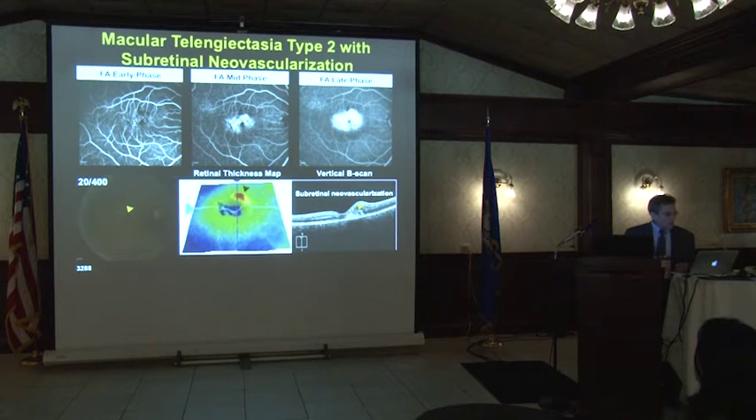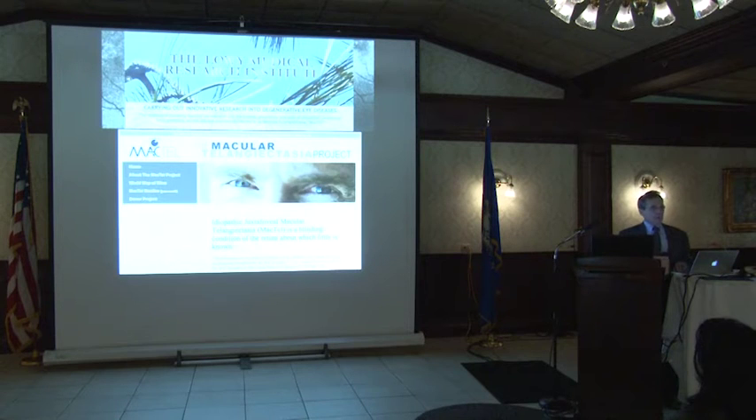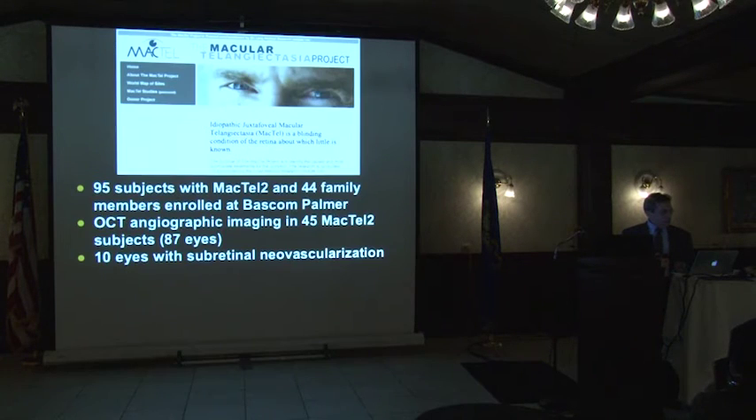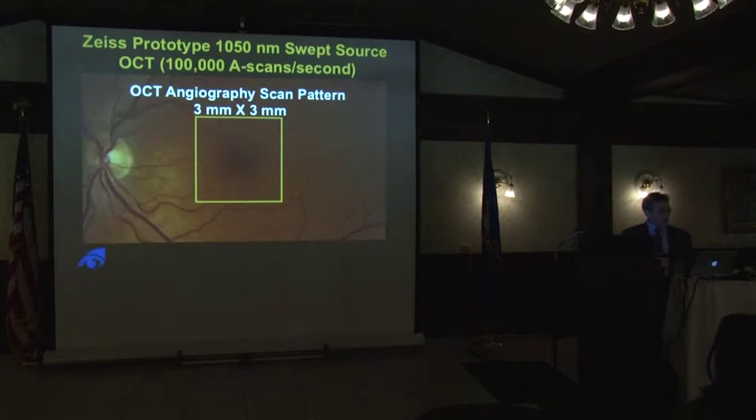So there's a project called the MacTel Project, and the MacTel Project is an international collaborative effort to find a solution to this problem. It was started out of Australia, a wealthy family that has macular telangiectasia type 2, and now it has spread globally. We're part of this project, and we have 95 patients with macular telangiectasia 2. There are about 1,200 identified worldwide with 44 family members. It's a combination therapy and genetics study. And we've done OCT angiographic imaging on 45 of these subjects, 87 eyes, and 10 of them had neovascularization. And we started in this study about the same time that we were able to have access to OCT angiography.